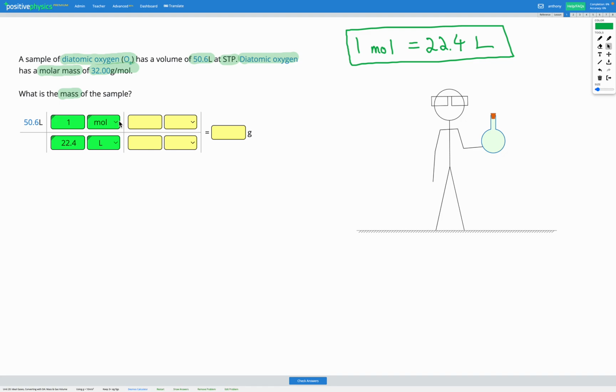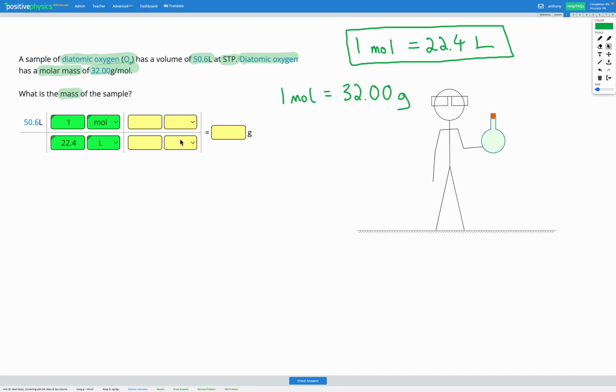Our next step is to go from moles into grams. The conversion factor for that is going to be the molar mass of our compound. So our molar mass is 32.00 grams per mole. So what that means is 1 mole of oxygen O2 is equal to 32.00 grams of O2. That's what 32.00 grams per mole means. So that's going to be our conversion factor that we're going to use now in our table.